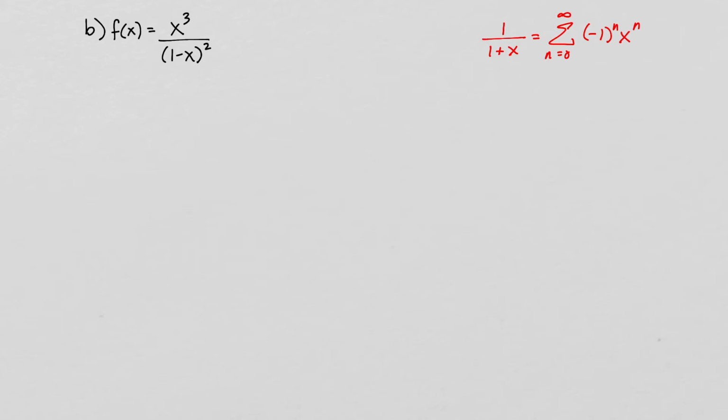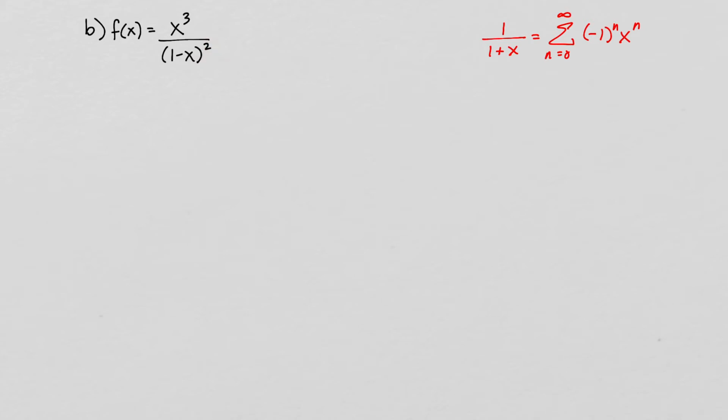So there's a couple things going on. We know that 1 over 1 plus x is equal to this. I could easily make the bottom a 1 minus x instead of a 1 plus x. That wouldn't be hard to do. The problem is this squared.